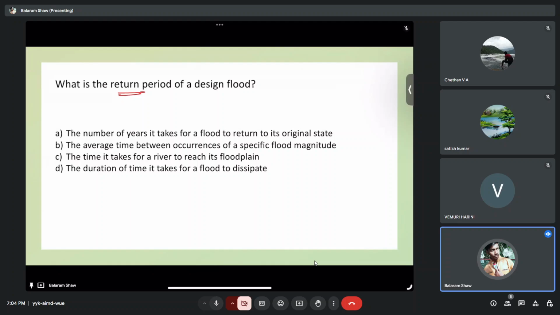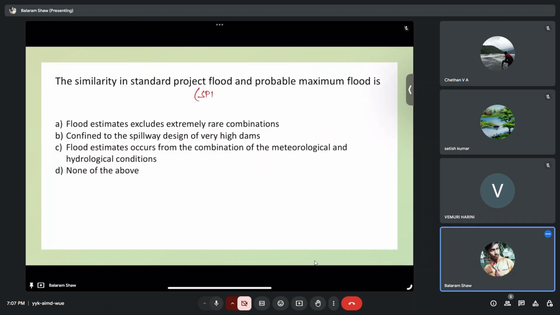The difference between the standard project flood, which we call SPF, and PMF. What is the difference? Just to know that you have listened properly.